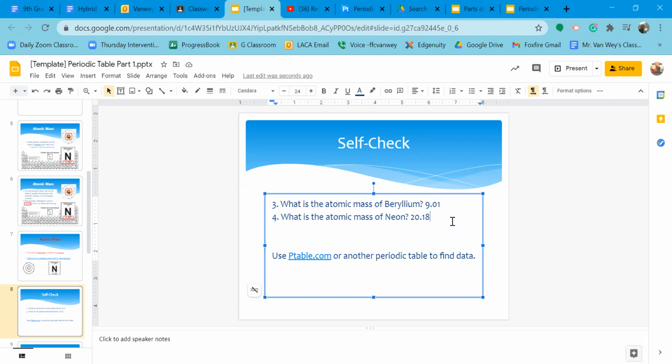That means that if I grab one neon atom, chances are it has 20 protons and neutrons. But 18 times out of every 100, okay, if I have 100 neon atoms, 18 of those are going to have an extra neutron. That's just what this averages mean. Okay, this is the average atomic mass.